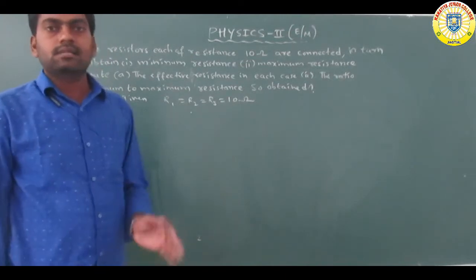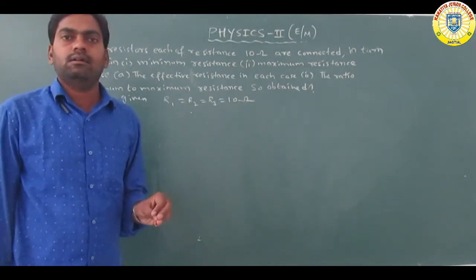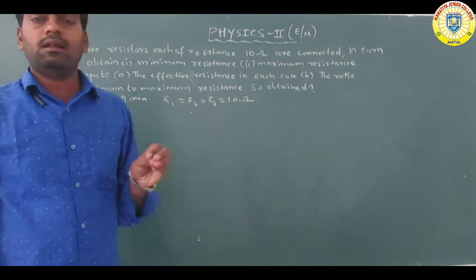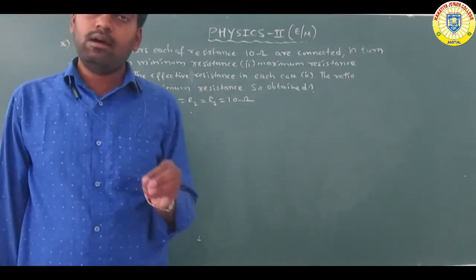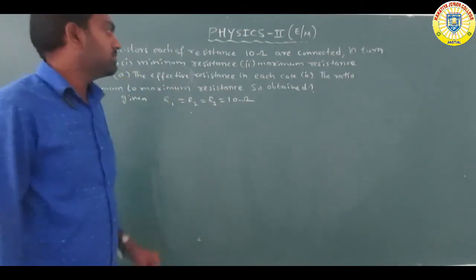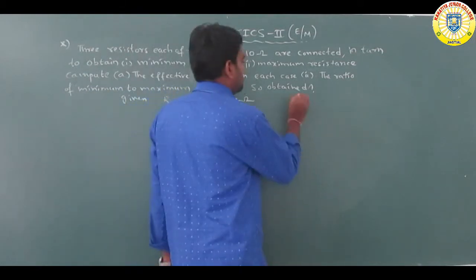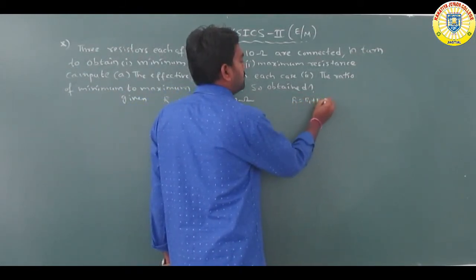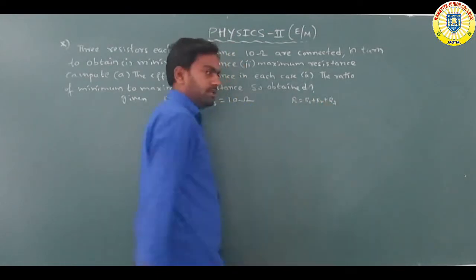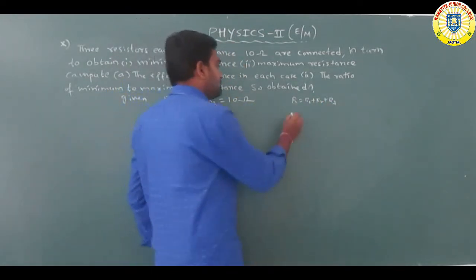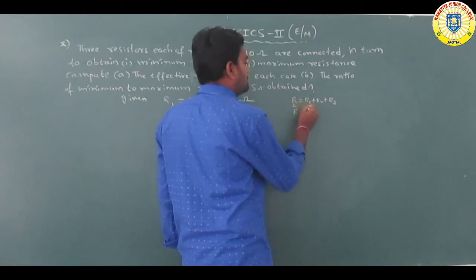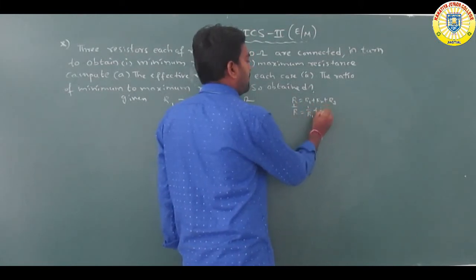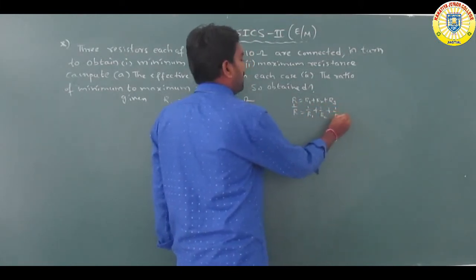What are the series combination and the parallel combination of resistors? In the series combination, R is equal to R1 plus R2 plus R3. And the parallel combination is given as 1 by R is equal to 1 by R1 plus 1 by R2 plus 1 by R3.